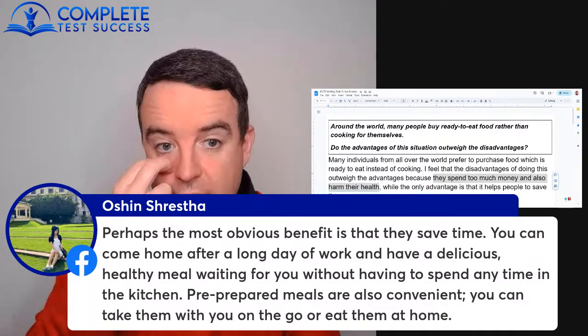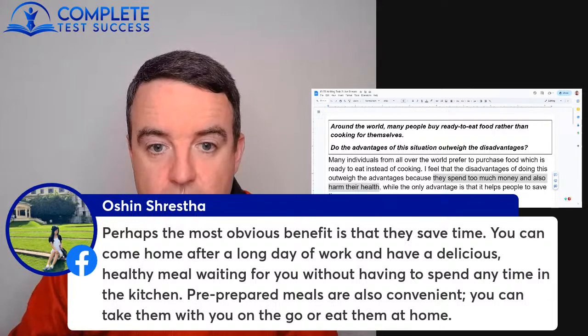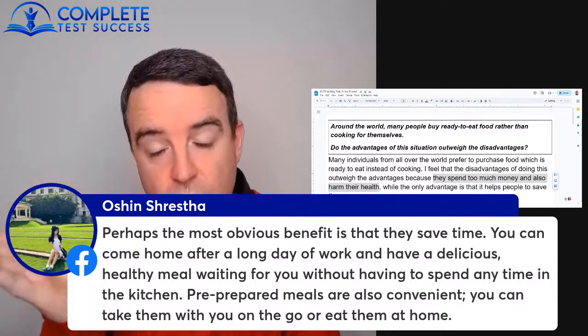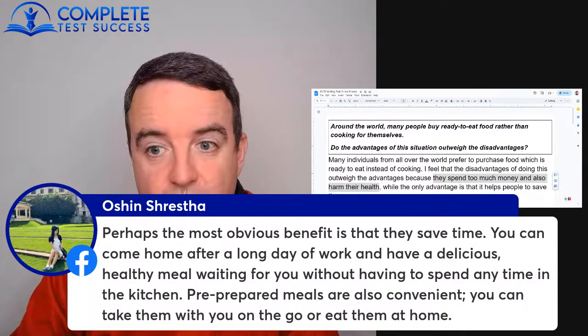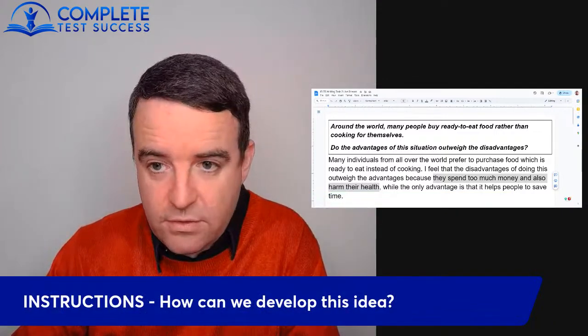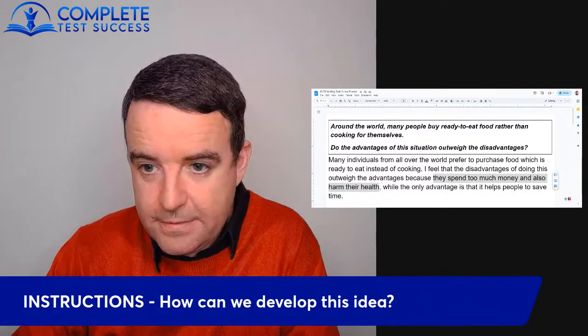Pre-prepared meals are also convenient. You can take them with you or go to eat them at home. So now you've moved on to another topic. So that's moving away from the point that we're making. So that wouldn't help either.